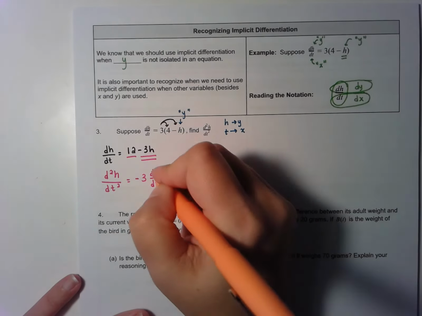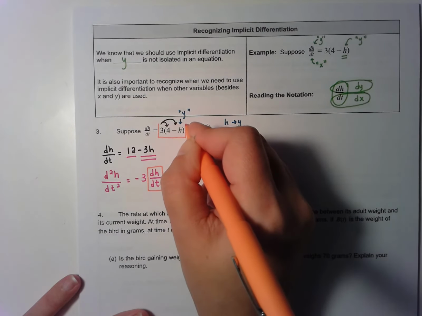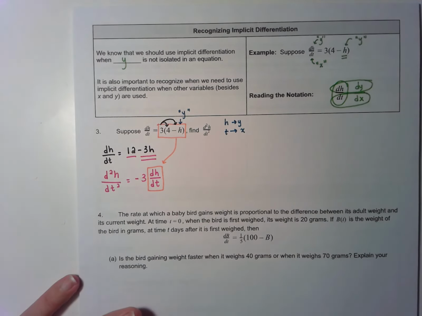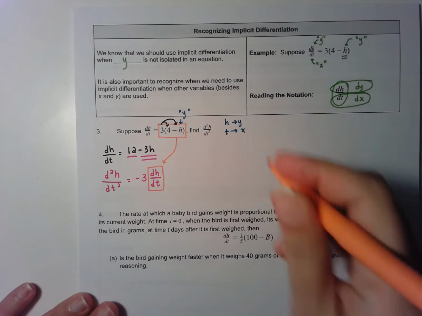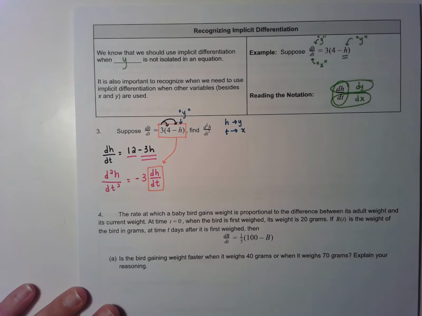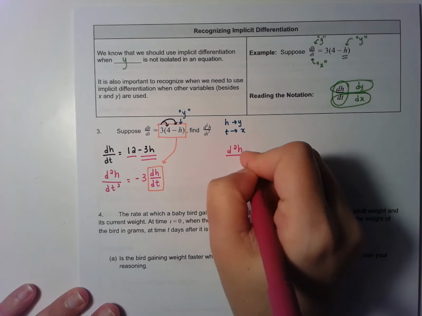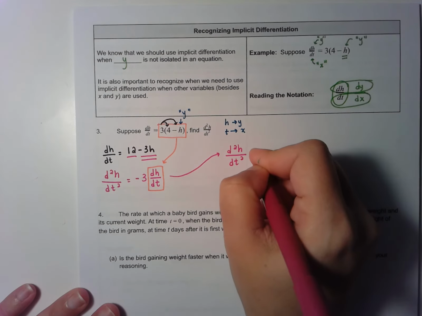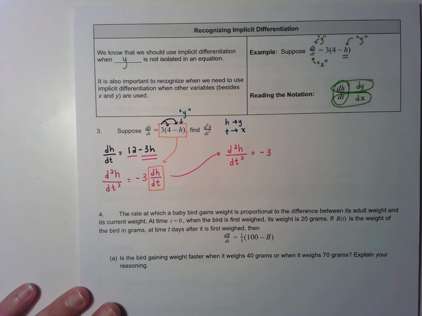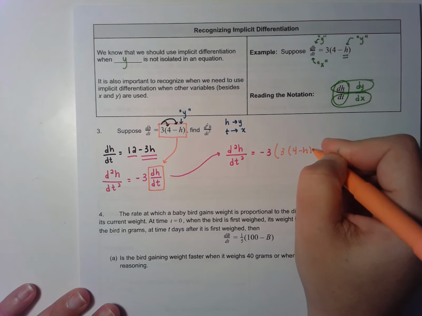Now what you'll notice is that you've got this dh over dt here. So we need to substitute in the original equation so that our final answer only has h's and t's in it, which means that I'm going to have d squared h over dt squared equals negative 3 parentheses 3 parentheses 4 minus h.